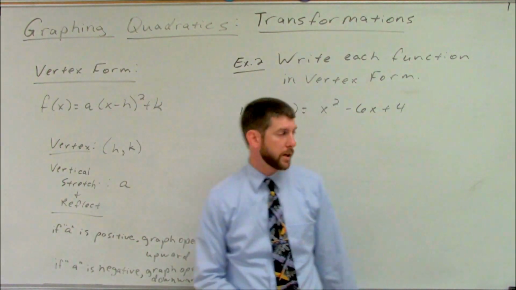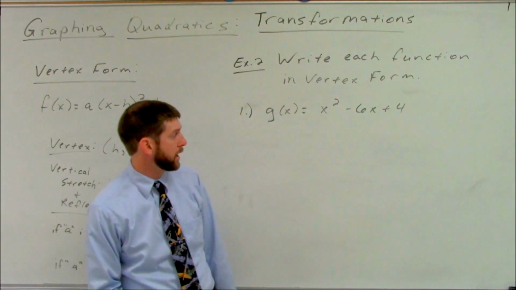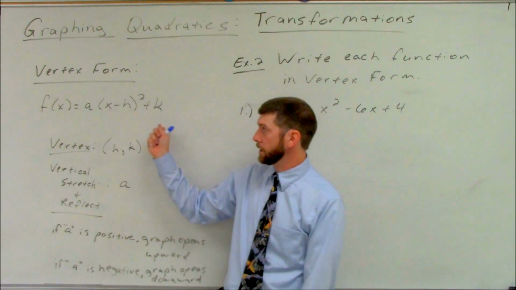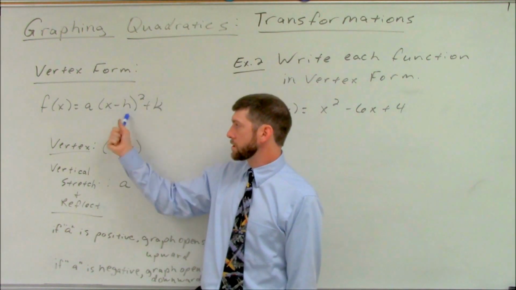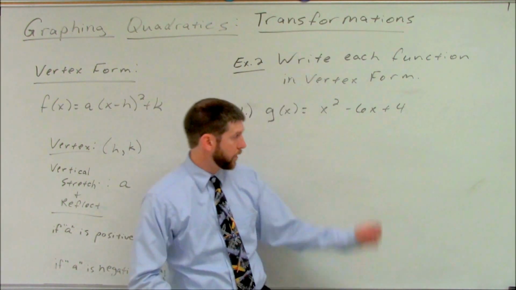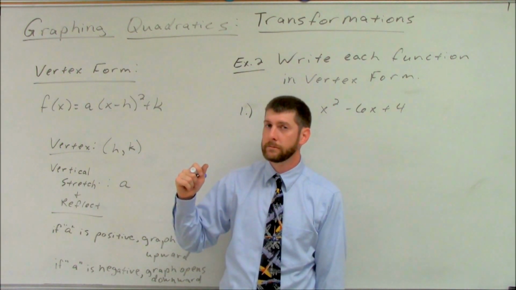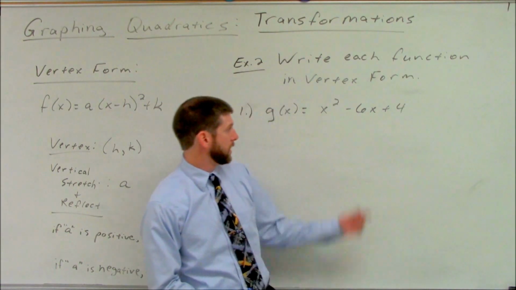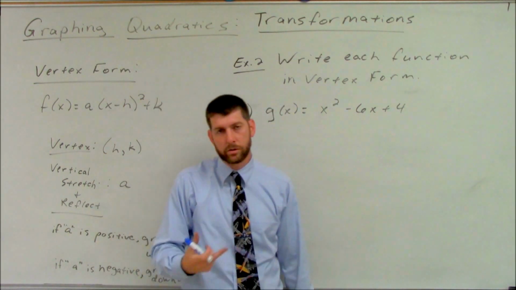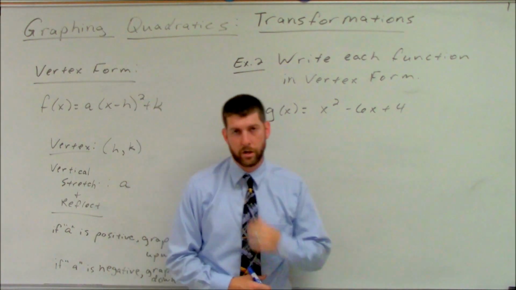So what I want us to look at is being able to take something that's in what we call standard form, like we have here, and write it in vertex form. So ask yourself, what's the relationship between this vertex form and this standard form? Okay, well the vertex form we can see only has one x in it, and the standard form has multiple x's. It has a quadratic term with an x and a linear term with an x.